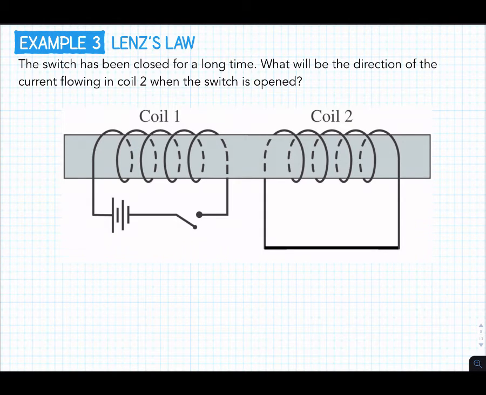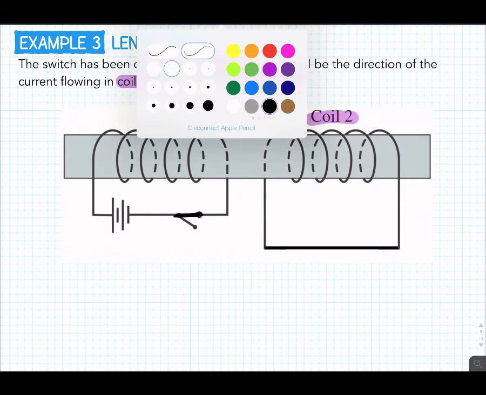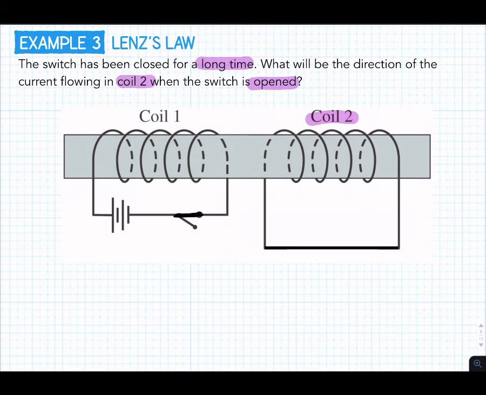So we're going to be using a lot of right-hand rule here. We're reading the question and we see that the switch has been closed for a long time. That's a pretty big indicator of what we need to do. We want to know what will be the direction of current flowing in coil 2, so that's over here, when the switch is open. If this has been closed a long time, that means we start out with this situation. And so that means we start out with a magnetic field going through this coil.